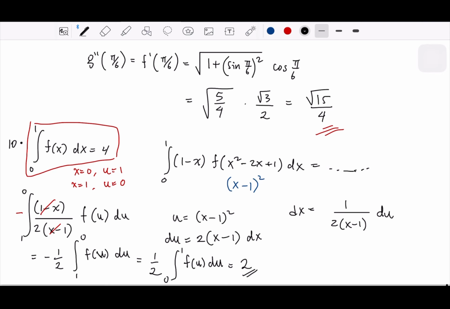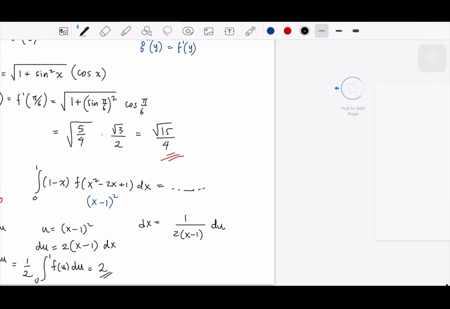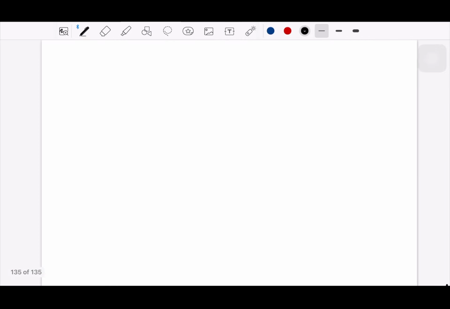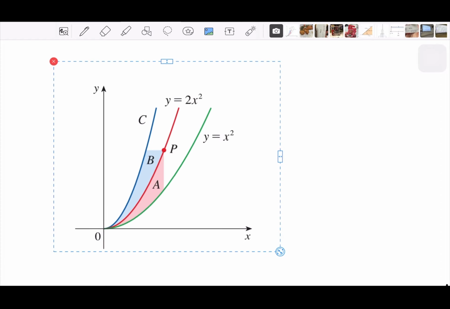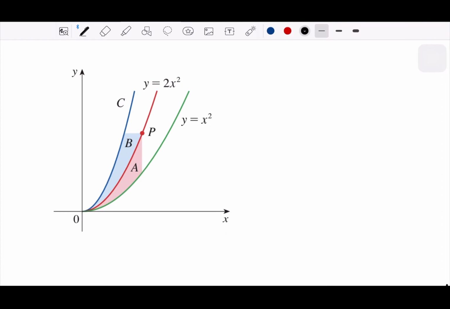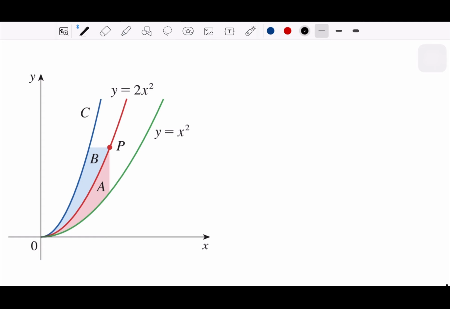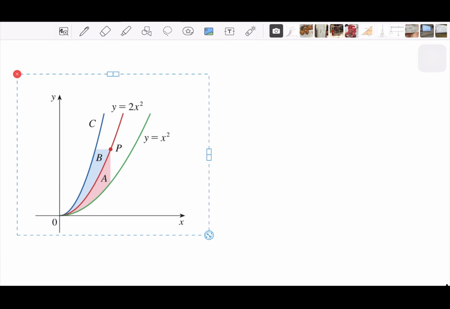Okay, so let's try one more from your exercise. I think this is one of the hardest. This one. Okay. I think this is number 10 or 9. The last one, yeah, the last one, number 19. So let me make it a little bit smaller here.